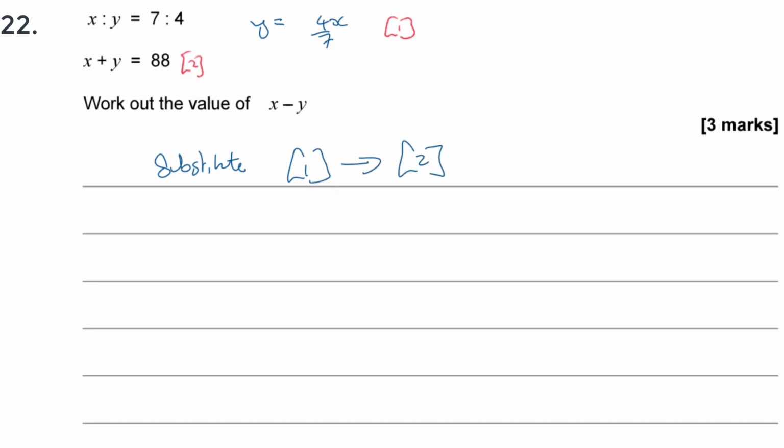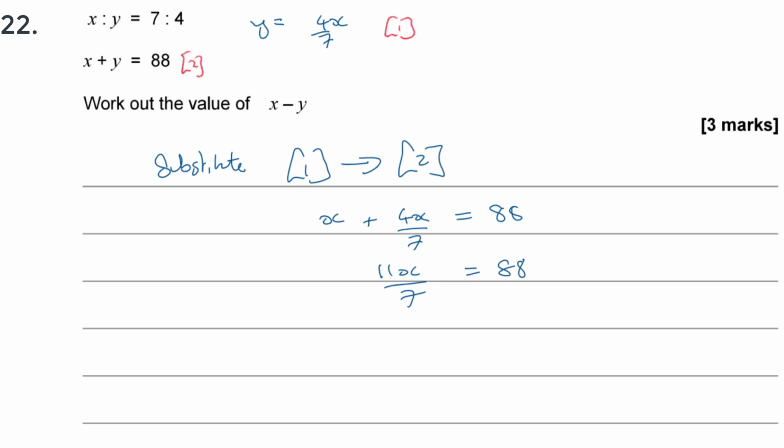So that gives me x plus y. Now I know from the other equation that y is equal to 4 lots of x over 7. So x plus 4x over 7 is equal to 88. How many x's have I got? x is 7/7 of x, so 7/7 of x plus 4/7 of x is 11/7 of x. So 11x over 7 is equal to 88.